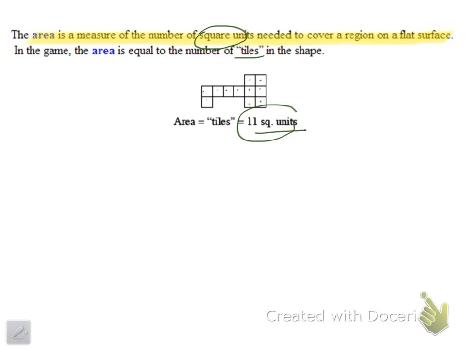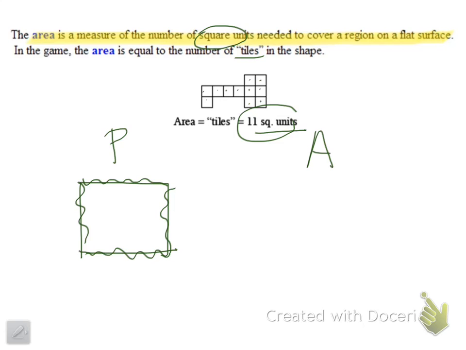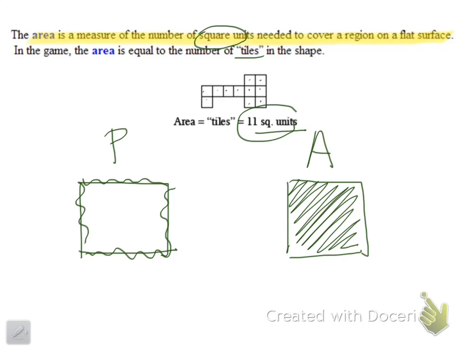So again, just to reiterate, if we have perimeter, we're adding up the outside of our shape. That's perimeter. If we have area, we are adding up the square units inside of that shape.